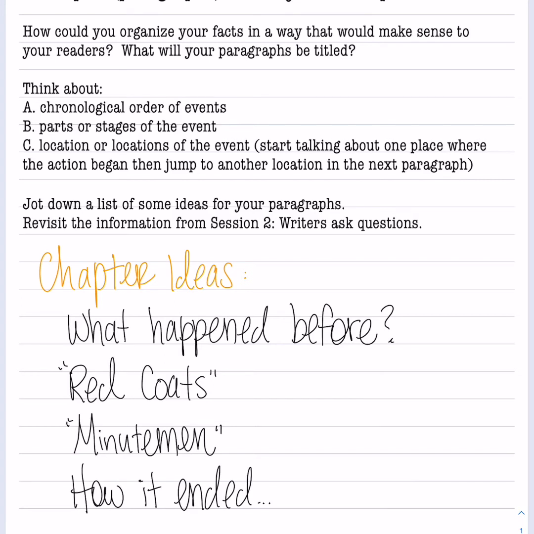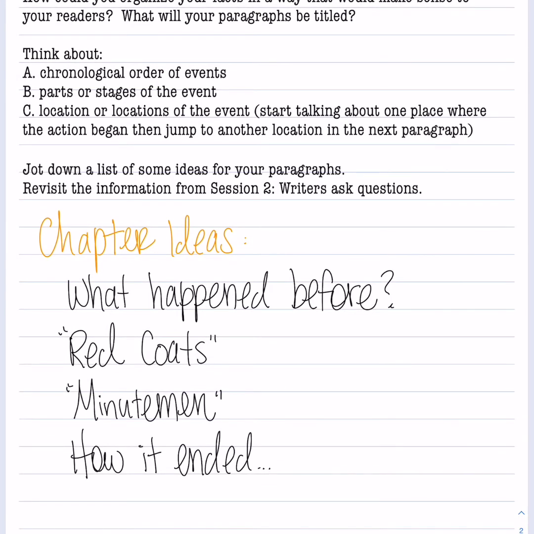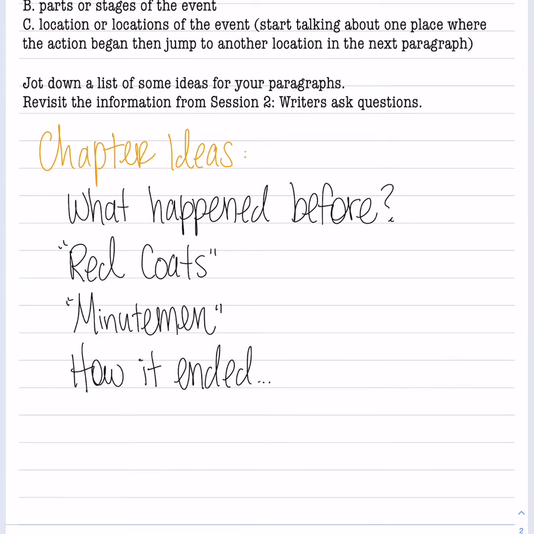Another way that you can organize your facts is by location. This works if you have different locations within your subtopic. Just like with my subtopic, the battles of Lexington and Concord, I have 2 different locations that I could talk about in 2 separate paragraphs. So what I have done is, towards the bottom of the screen, I have written some additional ideas that I could use to organize my facts instead of what you saw on the mentor text.